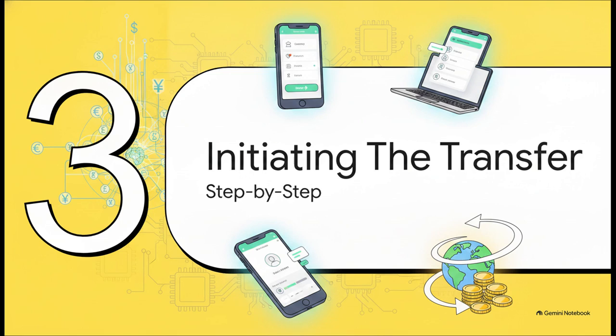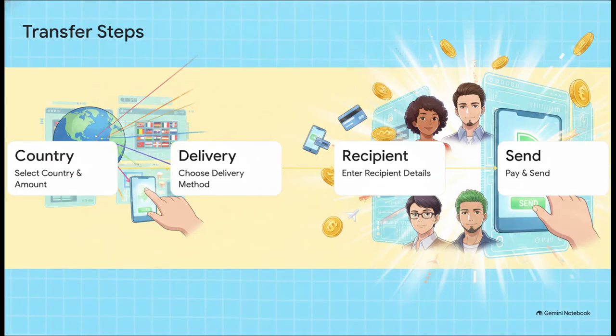Let's jump into Section 3, Initiating the Transfer Steps. Okay, so the actual workflow here is completely engineered for speed. It's really just a 4-step process. Step 1, you select from over 160 destination countries and punch in your send amount. Step 2, choose exactly how your contact is going to receive those funds. Step 3, enter their details securely. And finally, Step 4, select your payment method, give everything a quick review, and slide to send. The whole thing is built to literally take just a few minutes of your time.